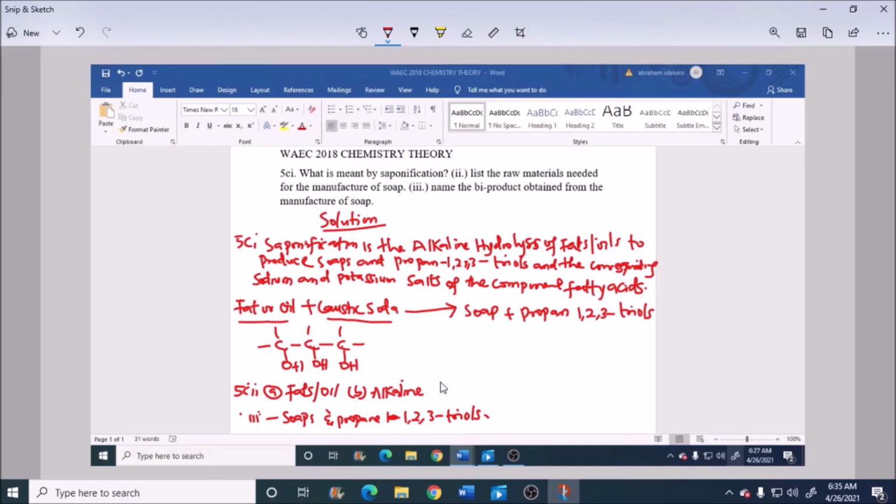Then we have 5C Roman figure 2 asking us to list the raw materials needed for the manufacture of soap. As we have it in the equation given above, we have fat and oil, then we have alkaline as the raw materials needed. Then Roman figure 3, we have to name the byproduct obtained. The byproduct is soaps and propan-1,2,3-triols.